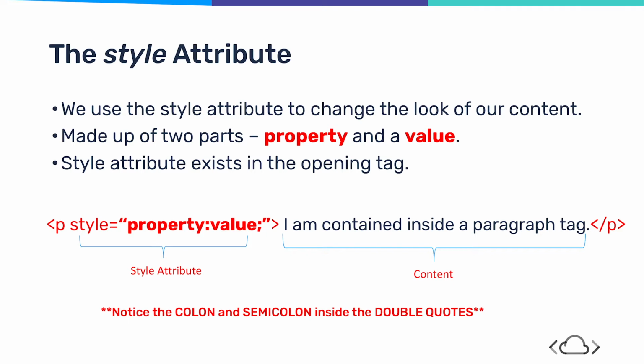In order to change the look of our text, we have to use the style attribute. Bringing back our previous paragraph tag example, I am contained inside a paragraph tag. We can add in our style attribute to change the look of the text with some code. The style attribute exists in the opening tag and is made up of two parts: the property we want to change and a value. Notice the double quotes, equals sign, colon in between property and value, and the semicolon at the end. These are all very important. If you forget these, the computer might have a difficult time interpreting your code.